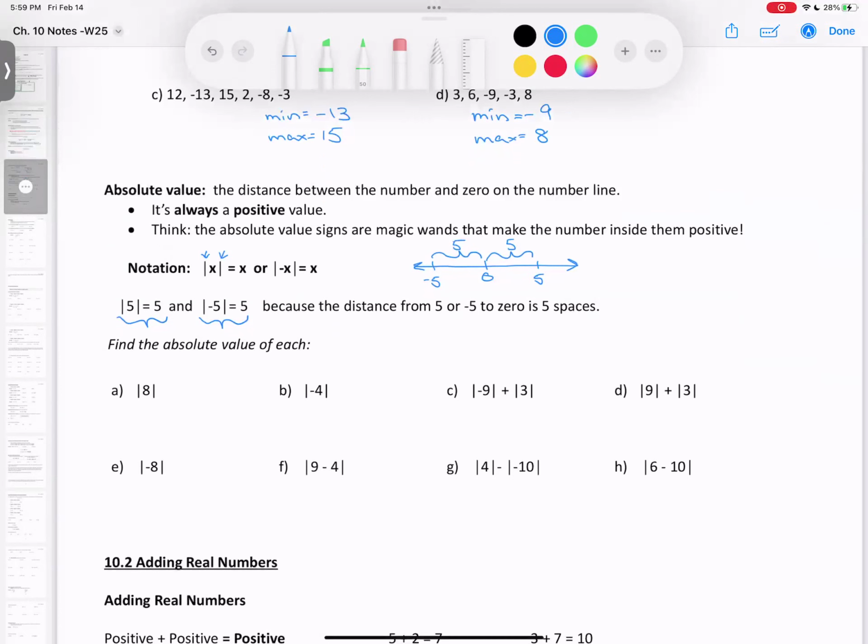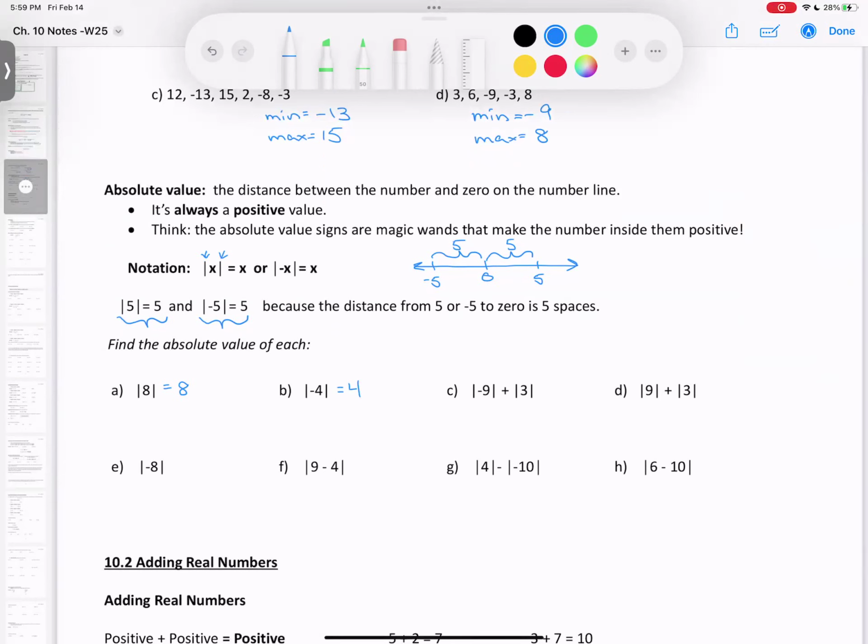So here's some practice for you. Let's do a few together first. So if we were to find the absolute value of that first one, 8, well, it's already positive, so the answer is just 8. For B, we're looking for the absolute value of negative 4. So those magic wands made it positive, which made it into a positive 4.